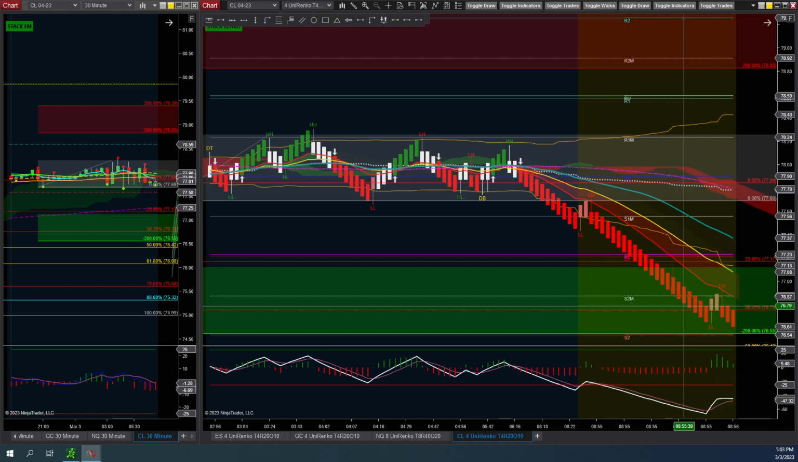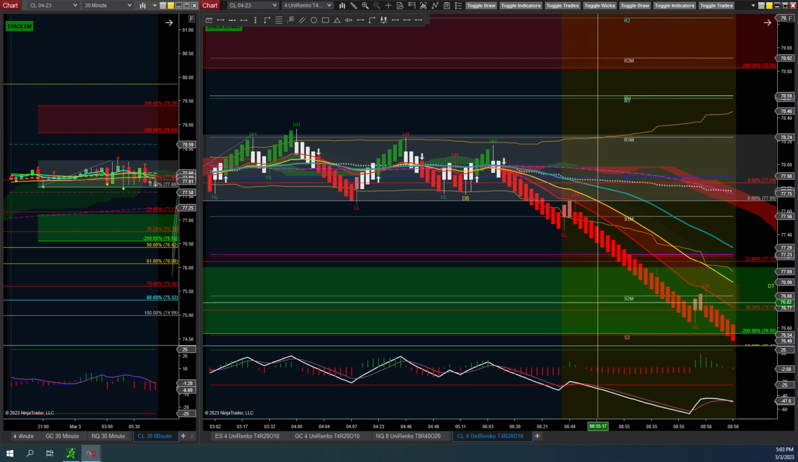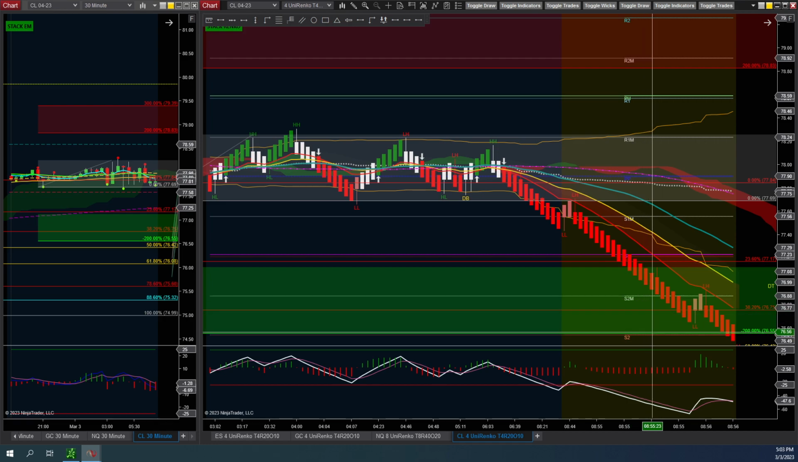Okay, so now there was another entry. Now this one is not ideal. Now we are in the green zone. Green, I consider this one as oversold already.